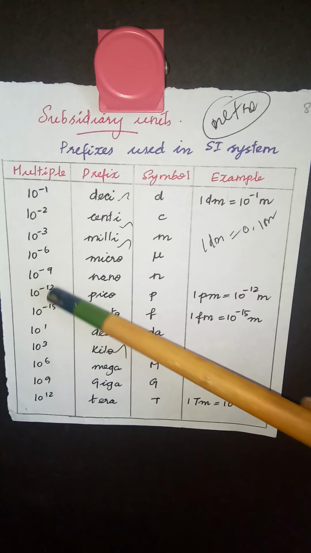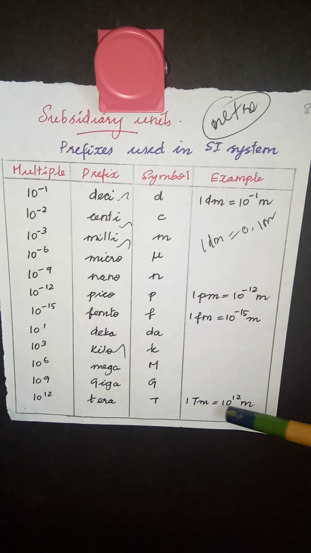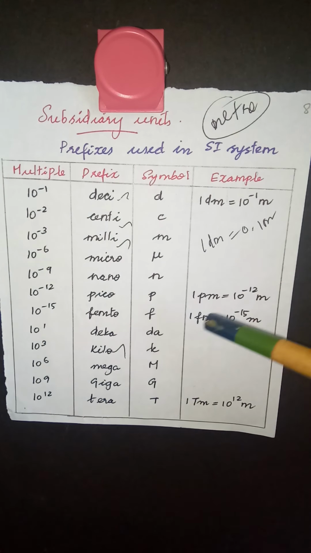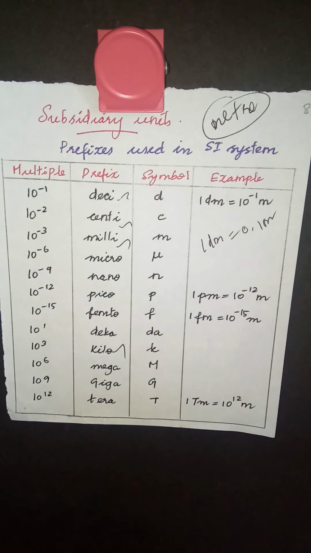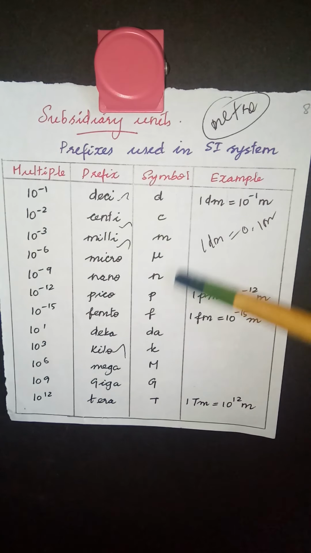This is multiple. This is fraction, lesser. So when I say 1 terameter, which means 10 power 12 meter. So these are the list of subsidiary units. You can see few more units in your textbook. You have a tabular column. Please go through that and learn the values. You have to learn the prefixes and the symbol used.